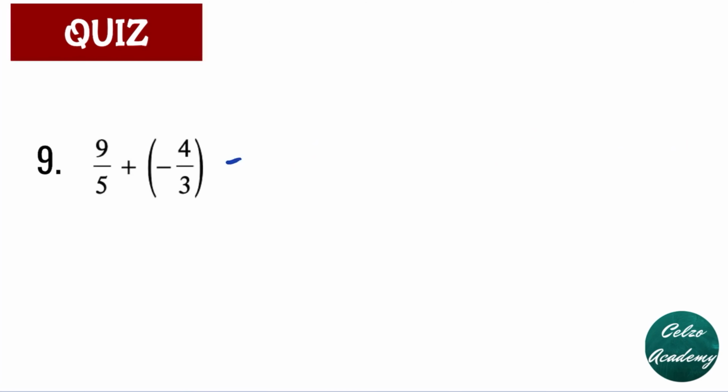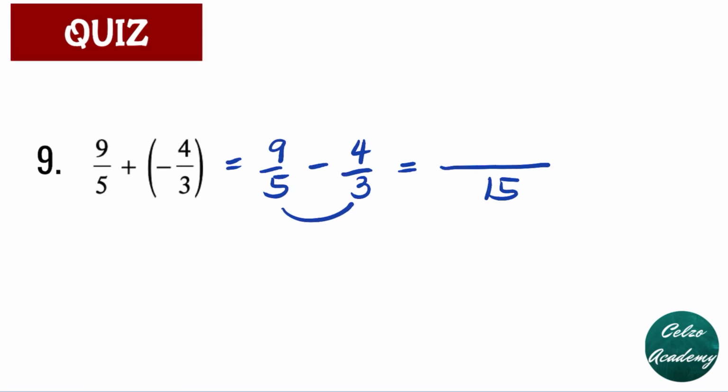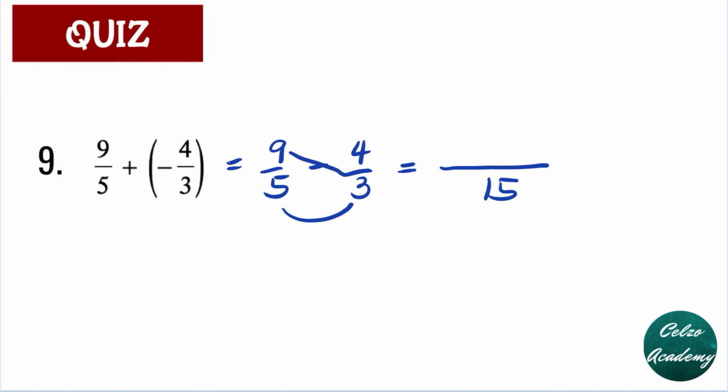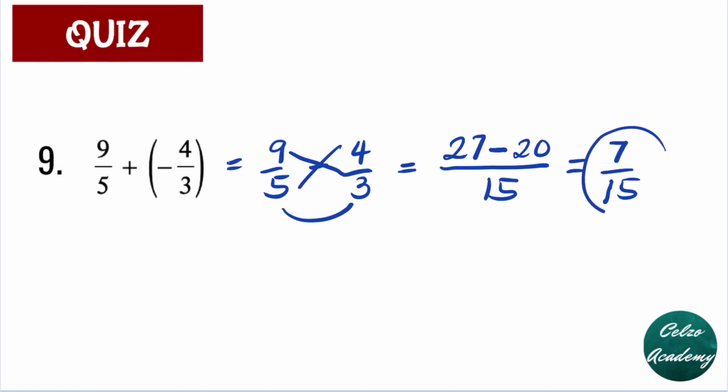Question number 9. This problem is the same thing as 9 over 5 minus 4 over 3. I will use the second method, so this means the denominator here is 15 because I need to multiply 5 times 3. For the numerator, 9 times 3 is 27. It is a minus. 5 times 4 is 20. So we have 27 minus 20 is 7, and the denominator is 15. So the answer is 7/15.